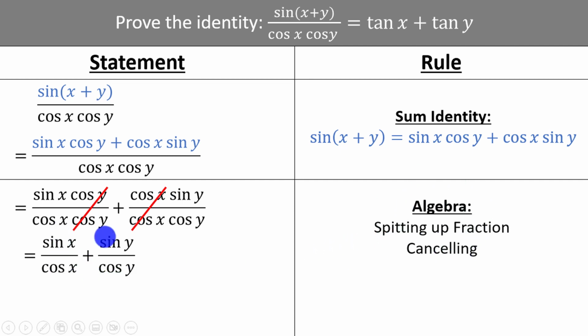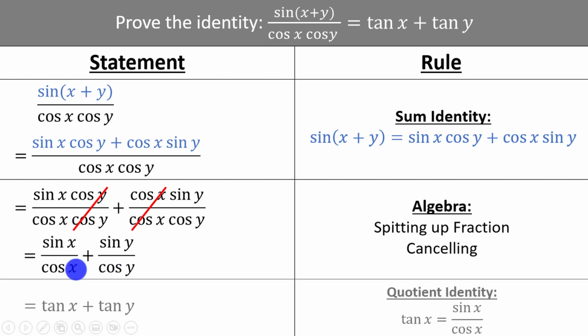Finally, we know that sine over cosine is the same thing as tangent, so we have tangent of x plus tangent of y by the quotient identity. At this point, we have matched the right-hand side. We have proved that sine of x plus y divided by cosine of x times cosine of y is equal to tangent of x plus tangent of y.